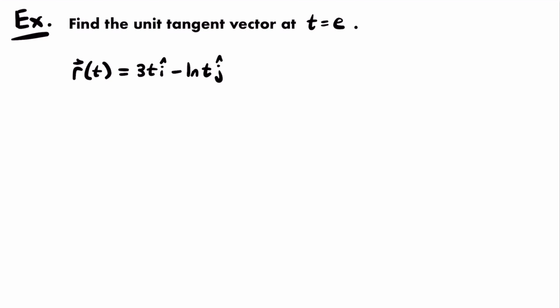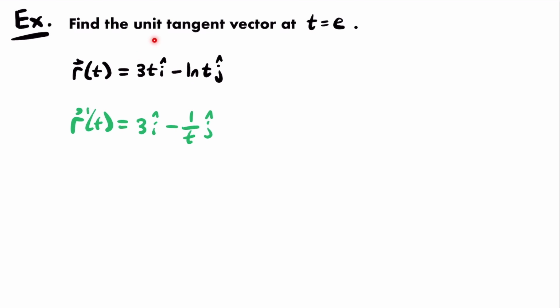And so to find this unit tangent vector, we first have to take the derivative of our vector function. In this case, our vector function r of t is equal to 3t times i minus the natural log of t times j. So let's start with that. R prime of t is equal to 3i minus 1 divided by t times j, right? The derivative of 3t is 3, and the derivative of the natural log of t is 1 divided by t. So that's the derivative, or the regular tangent vector, for our vector function.